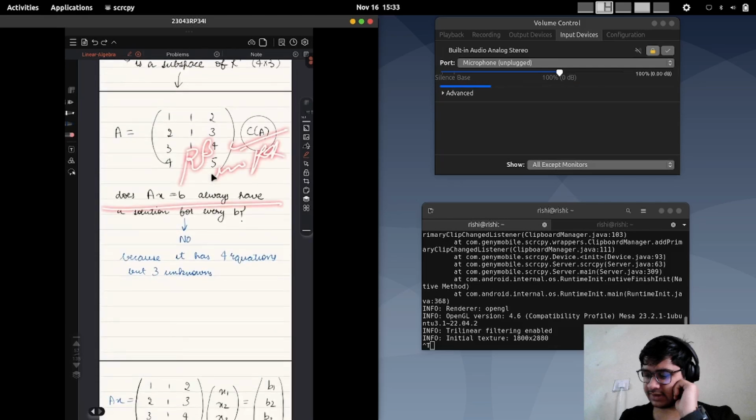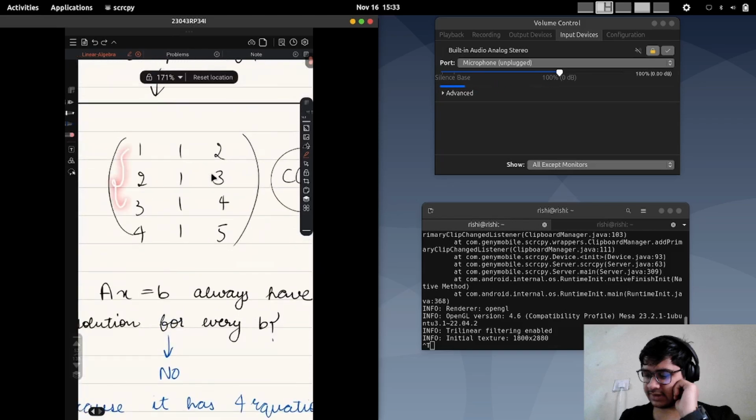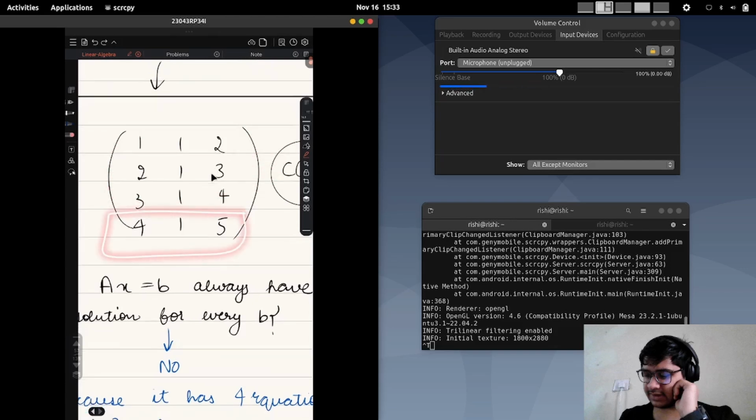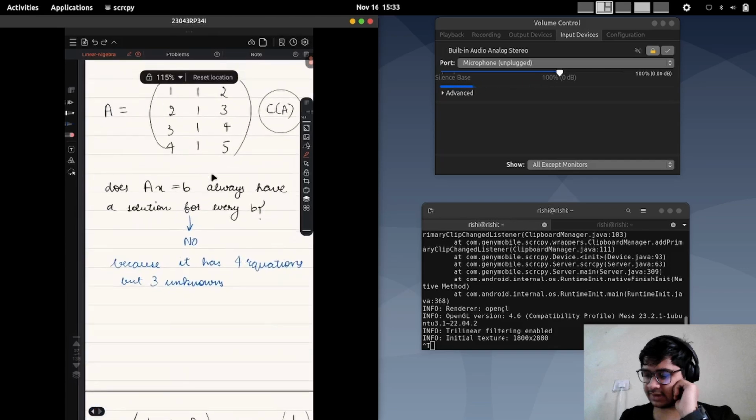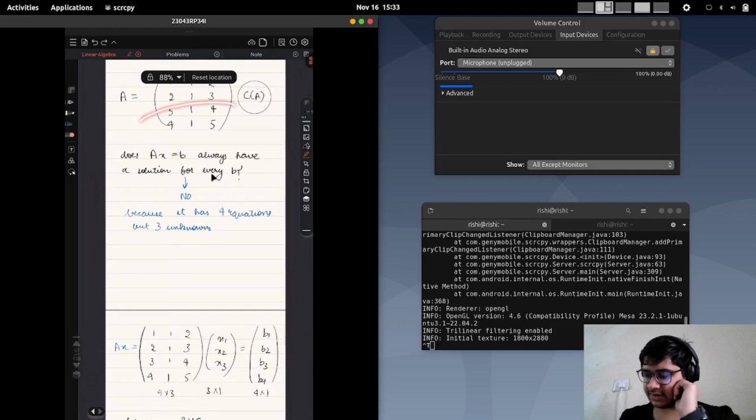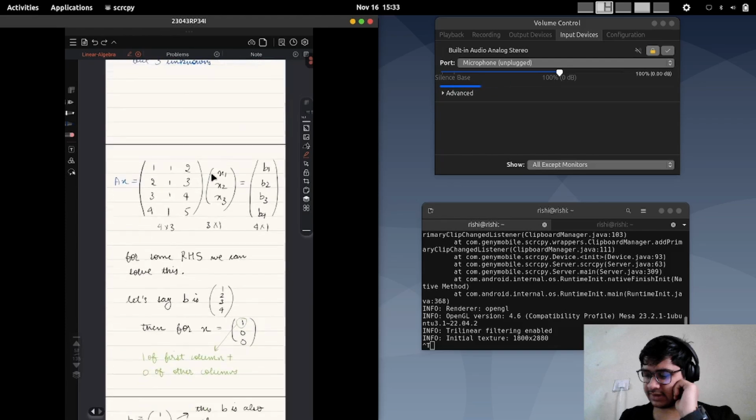Does Ax = b always have a solution for every b? No, because it has 4 equations but 3 unknowns. There will always be something which resists the solution. These can be parallel, let's say two parallel lines, so there will be no solution, or intersecting lines can have infinite solutions or a single solution, but we will not always have something like this. So this is the situation here.